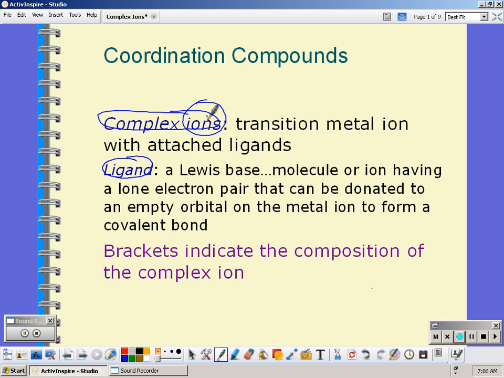We know that something is a complex ion when in the formula it has a bracket around it. The bracket represents the complex ion. So instead of parentheses, you're going to see brackets around it.